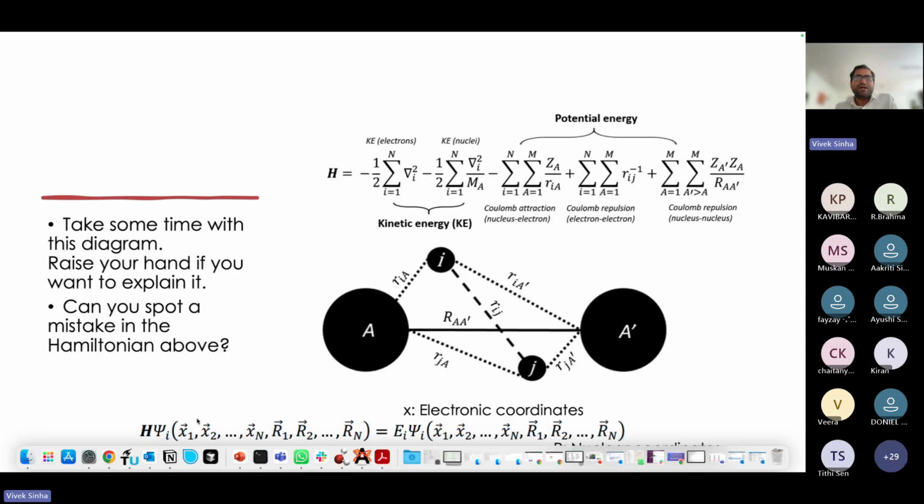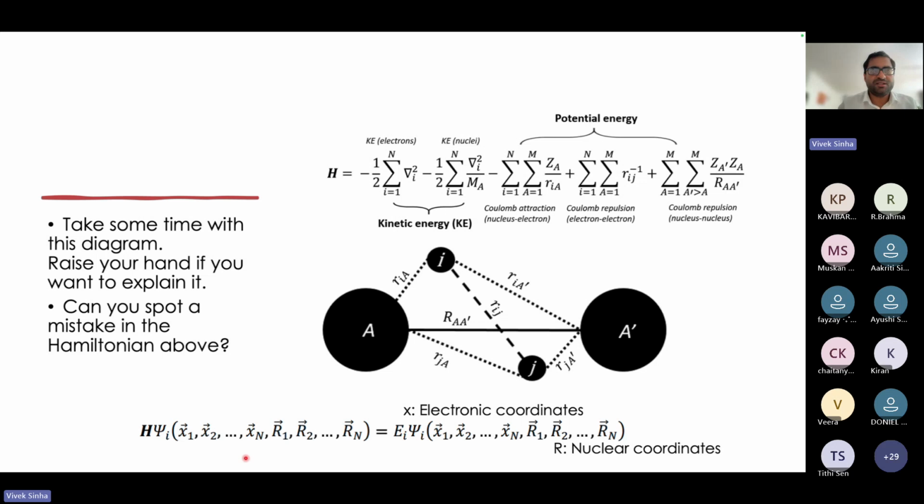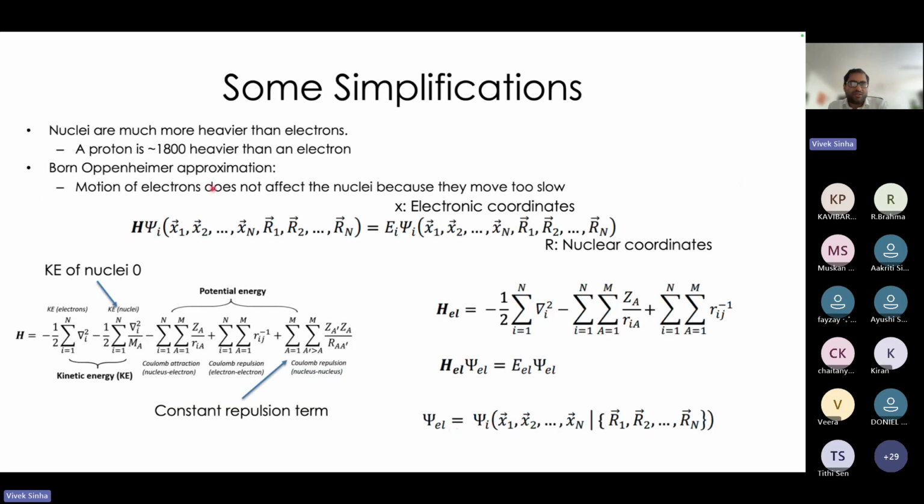That means the wave function we are dealing with is a function of electronic coordinates and nuclear coordinates. But when we make this approximation, when we say the proton is much heavier and the motion of electrons does not affect the nuclei because they are too slow, we come up with an electronic part where we ignore the purely nuclear part. So for example, this becomes 0. This is a constant term. These two parts we remove, and we are left with this problem.